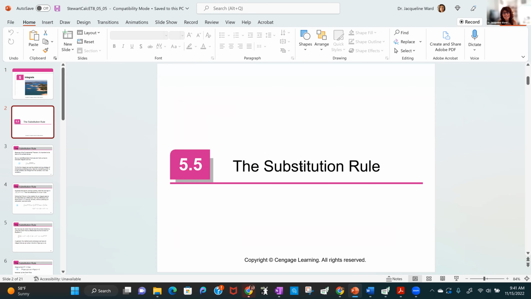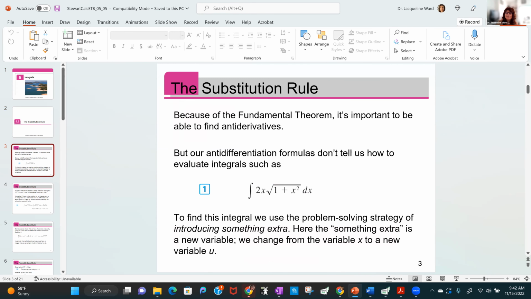So 5.5 looks at a technique called the substitution rule. And this is going to help us integrate certain integrands, like a function like this, which kind of has two pieces, you know, 2x times the square root of 1 plus x squared.